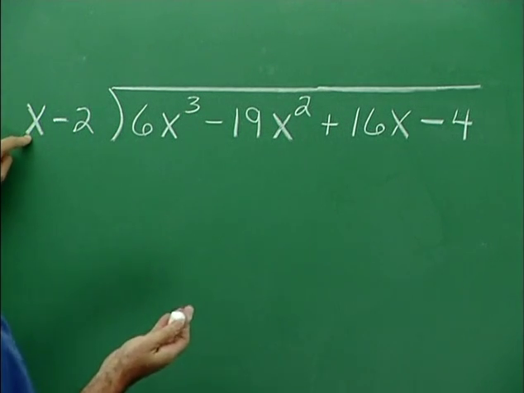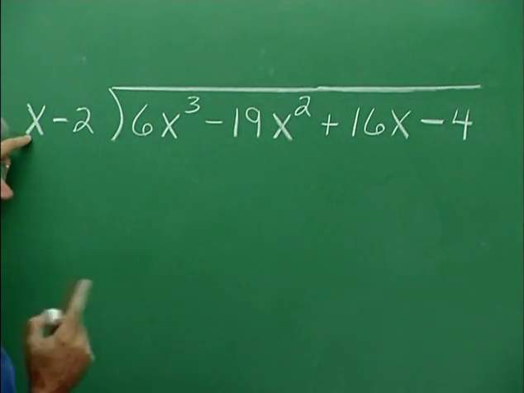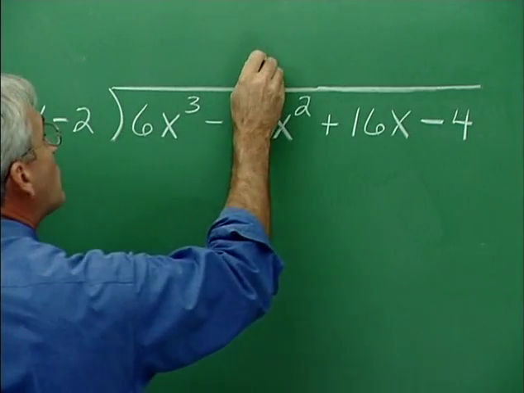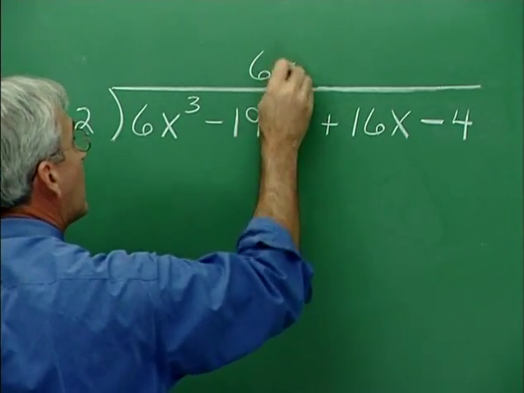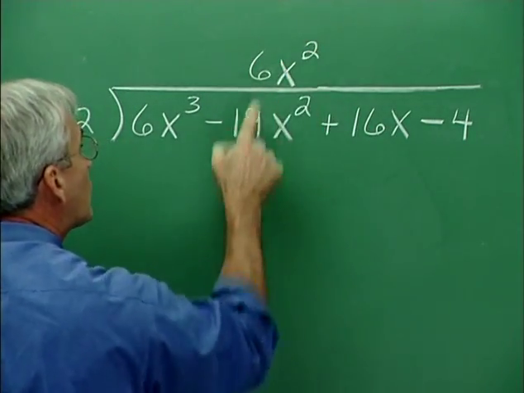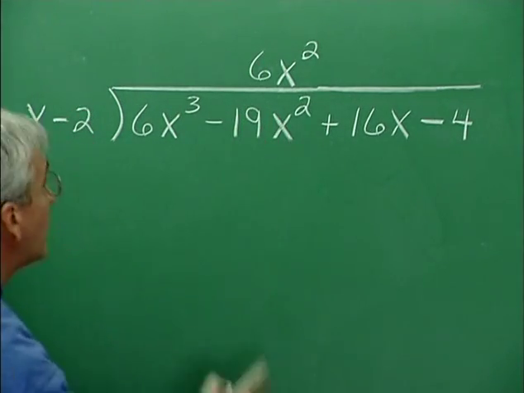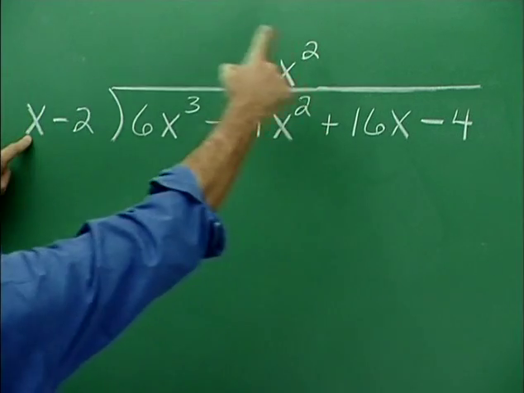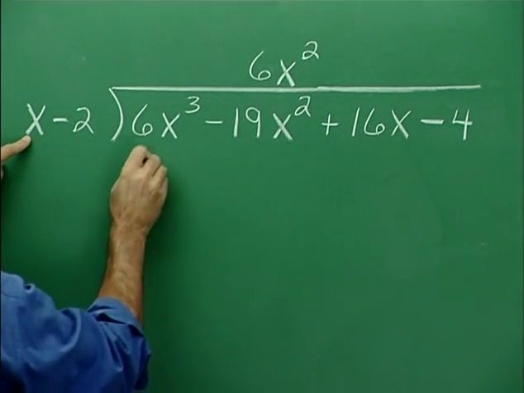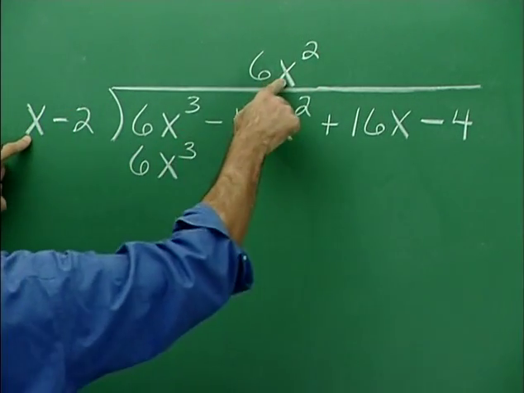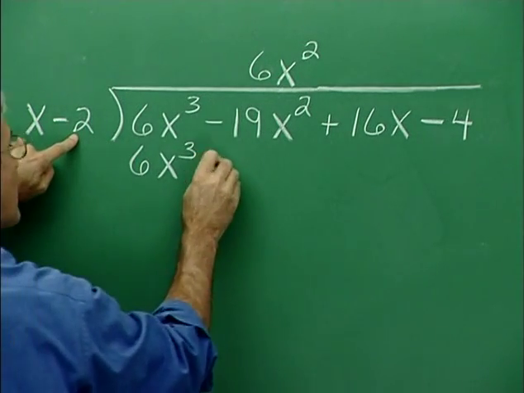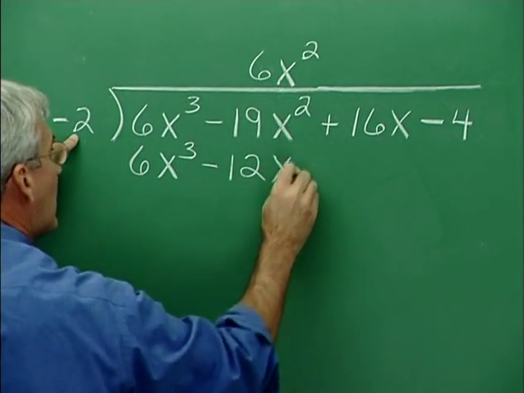Well, it would be 6x squared times x to give 6x cubed. Now, notice where I'm going to put the 6x squared. I'm putting it above a term of the same degree. So I want to line up terms of the same degree here in columns. All right, 6x squared times x is 6x cubed. And then 6x squared times minus 2 is minus 12x squared.